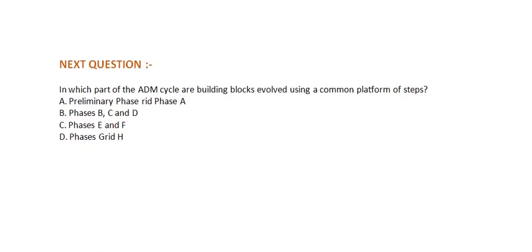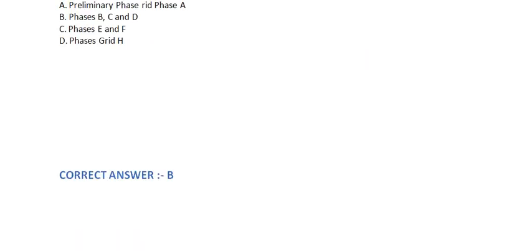Today's questions are, in which part of the ADM cycle are building blocks evolved using a common platform of steps? Option A, preliminary phase, through phase A. Option B, phase B, C and D. Option C, phase E and F. And option D, phases G and H. The correct answer is option C.